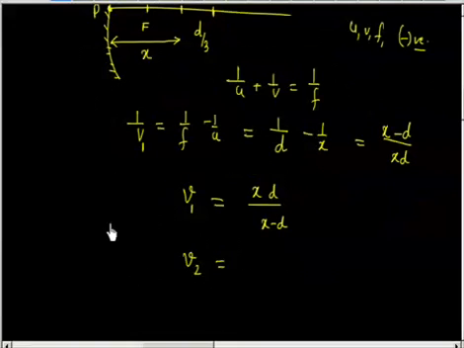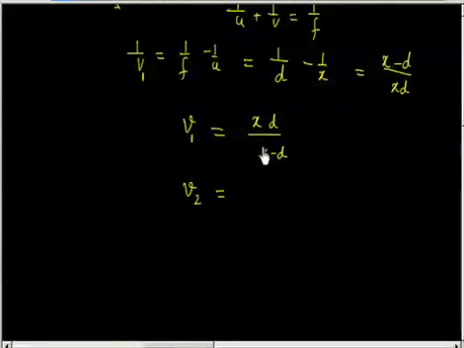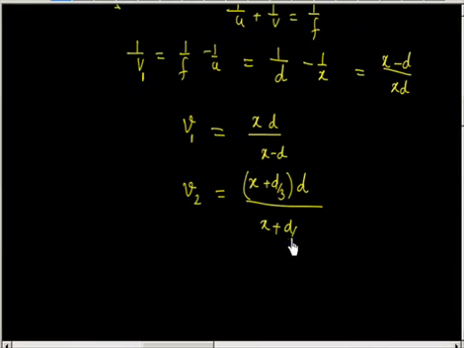Now v2 will be simply, this object distance is x plus d by 3. So I have to replace x. In place of x I have to put x plus d by 3 into d, and here also I have to put x plus d by 3 minus d. So this is my image distance.